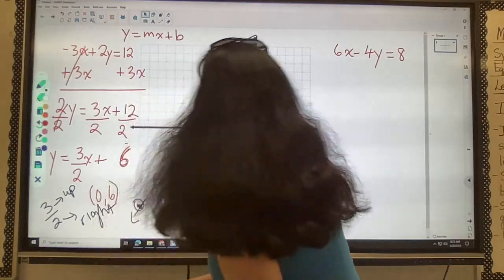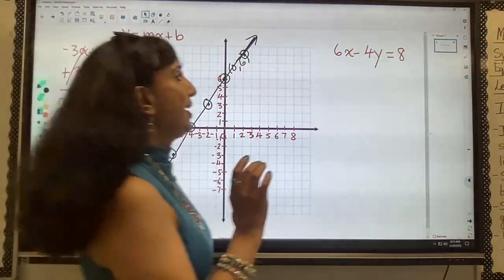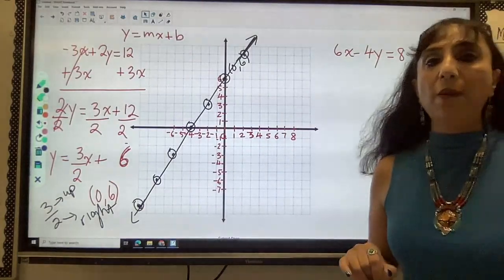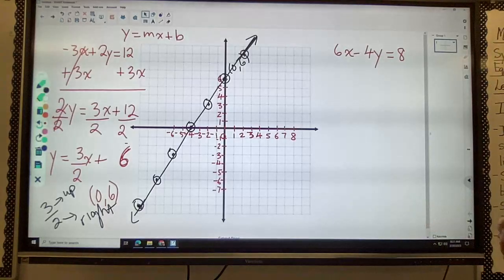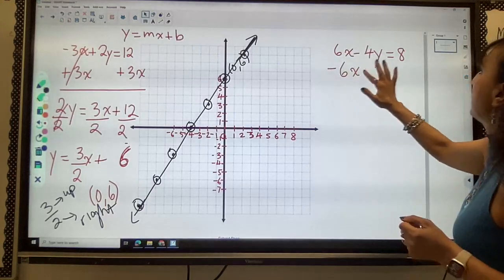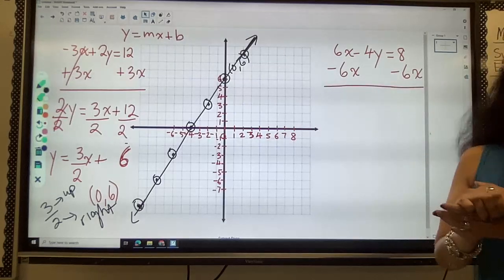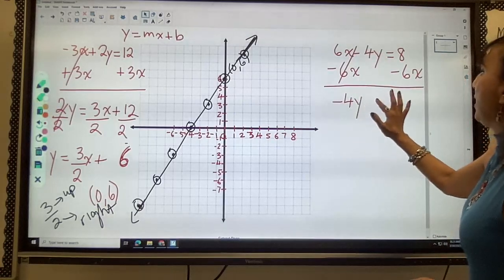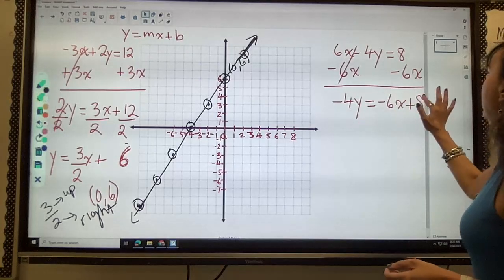Now, let's do the other one. So once again, I've got to put it in the y is equal to mx plus b format. And so I'm going to go ahead and subtract 6x from both sides of the equation. And I get negative 4y is equal to negative 6x plus 8.